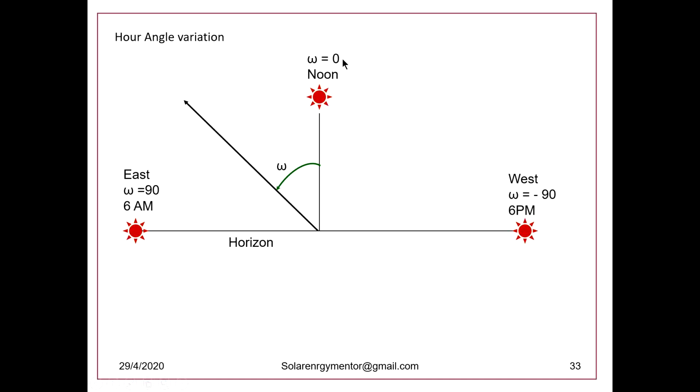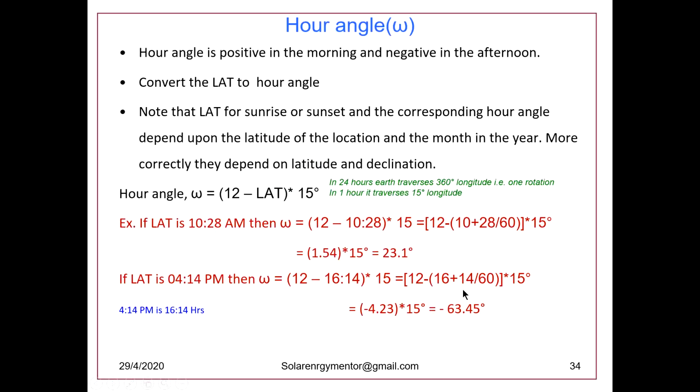At noon, omega equal to 0. At morning 6 o'clock, it is equal to 90. It goes on reducing. And here also it goes on reducing from 0 to -90. So hour angle is positive in the morning and negative in the afternoon. So convert LAT to hour angle. Note that LAT for sunrise or sunset and corresponding hour angle depend upon latitude, as we have seen, latitude of the location, and the month in the year. More correctly, they depend on the latitude and declination.